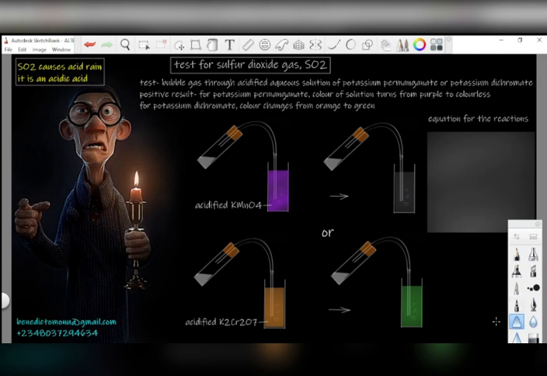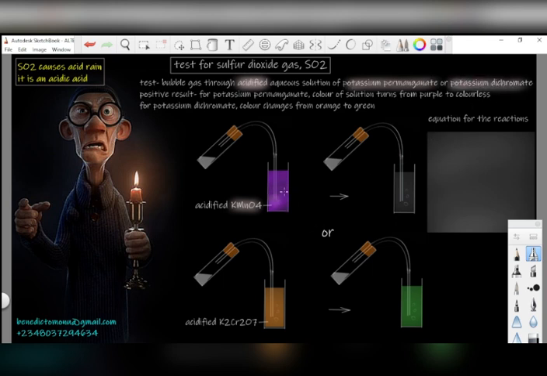Now, if you're carrying out a test for sulfur dioxide, you have to bubble the gas through an acidified aqueous solution of potassium permanganate. Potassium permanganate is a purple colored compound when you dissolve it in water. And the key word here is you must always state, in fact, most times in chemistry when I see these reactions involving these things, they're always acidified. So you must always say acidified aqueous solution of either potassium permanganate or potassium dichromate.